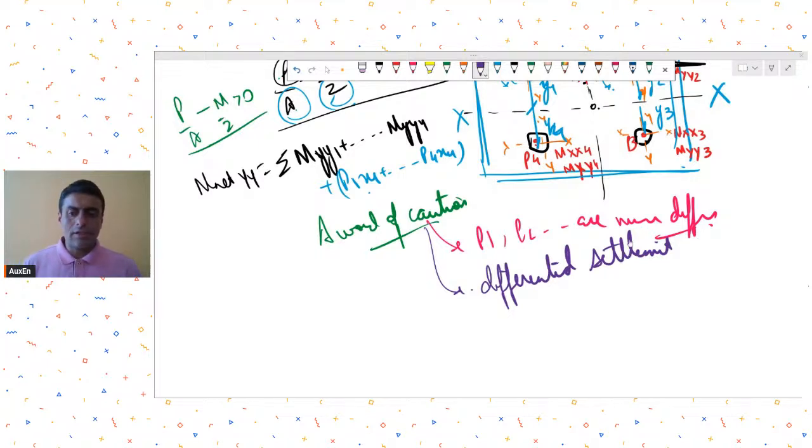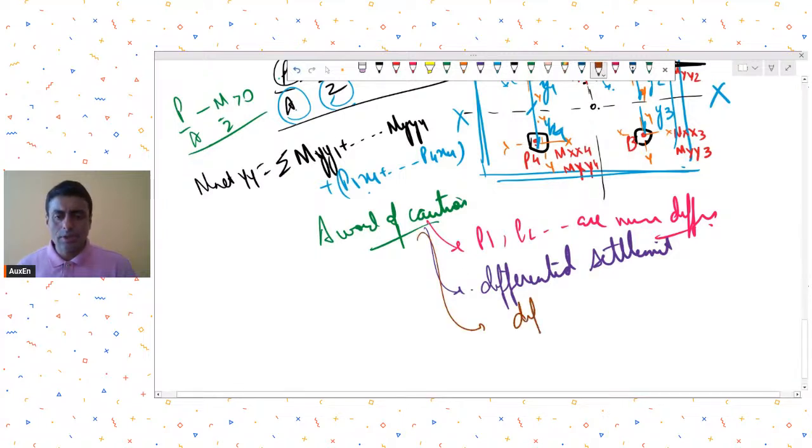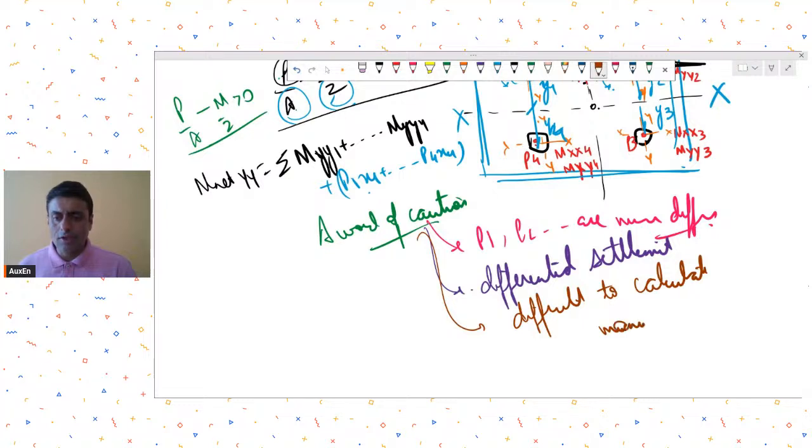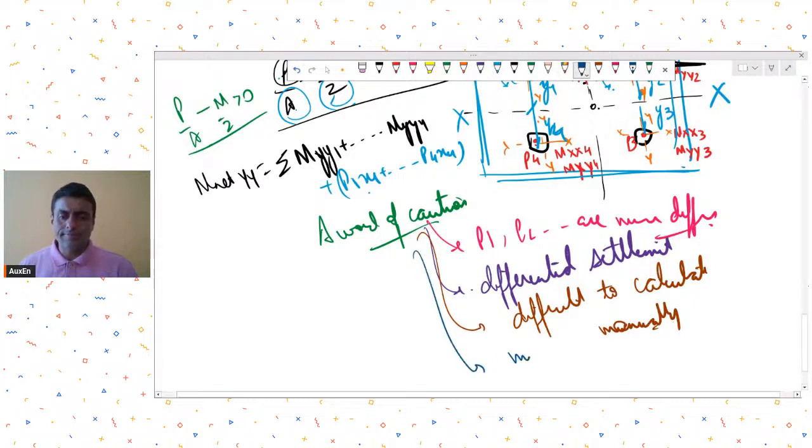Now, these differential settlements you may not be able to tackle manually quite well. It becomes a quite challenging problem of plates and shells. So it's difficult to do this calculation manually. And if you are missing out on these differential settlements, what are you actually missing out on? You are missing out on the moments that are generated due to differential settlement.